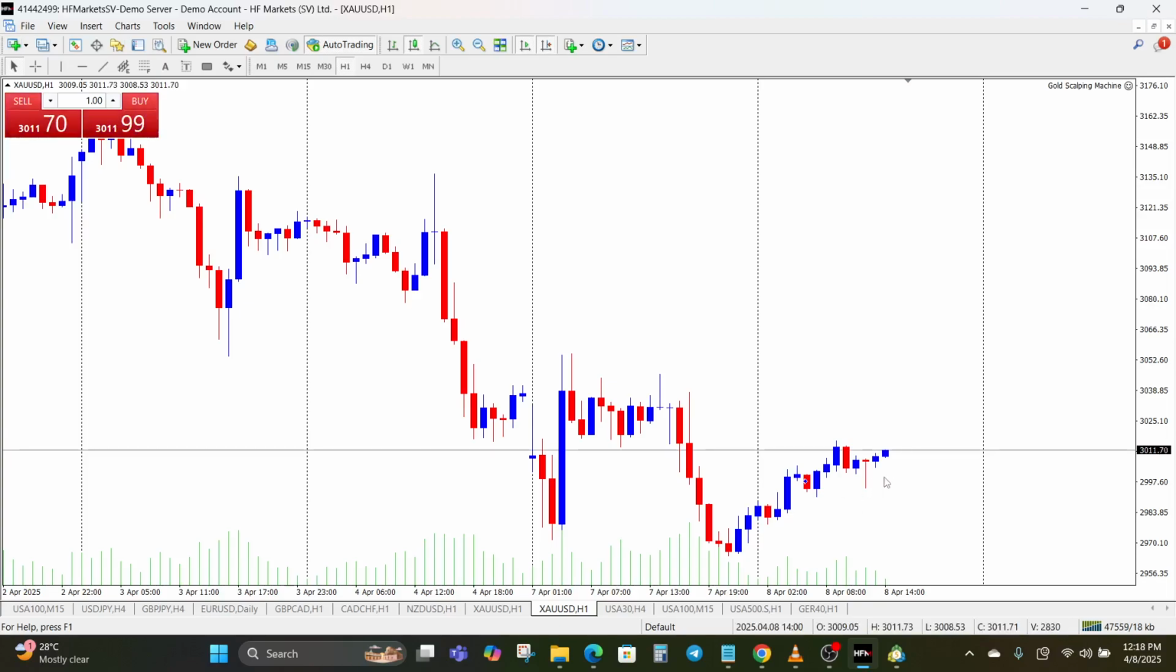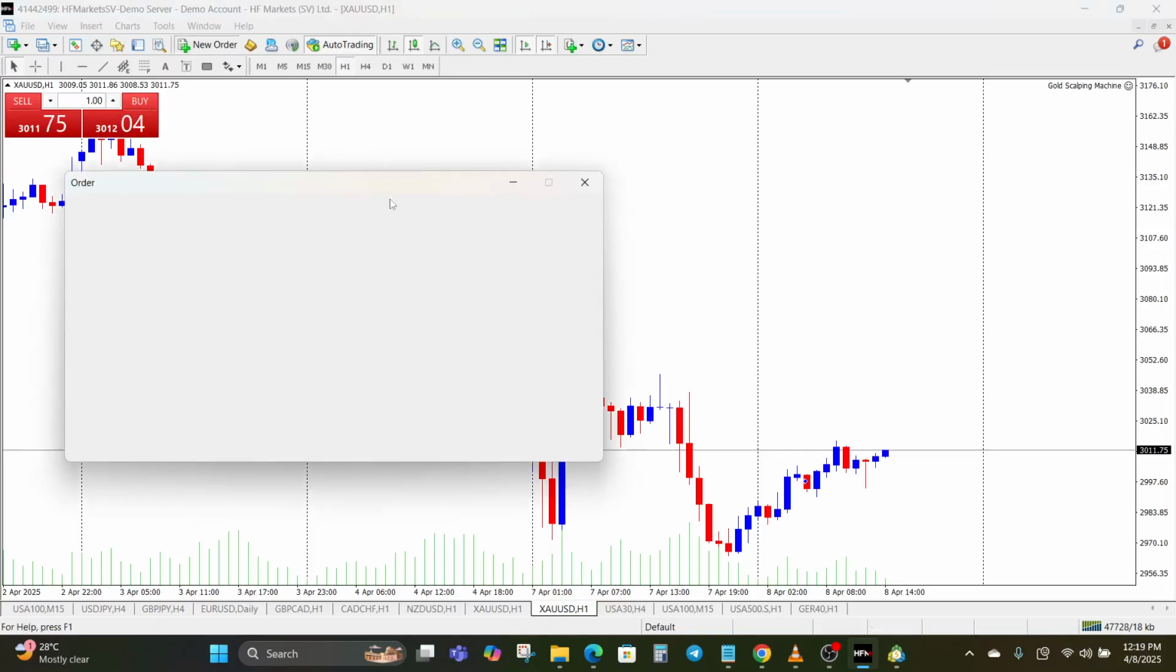A pending order is an instruction to buy or sell an asset at a specific price in the future. So instead of jumping into a trade at the current market price, you set your entry conditions in advance and the platform executes the trade once your price is hit. This is powerful because it lets you plan ahead, avoid chasing candles, and stick to your strategy without emotional decisions. Now, there are four main types.